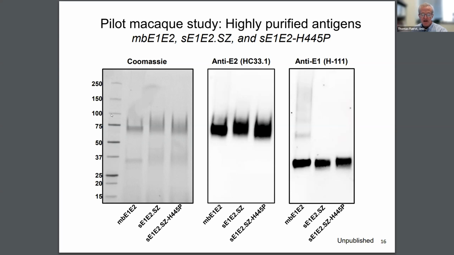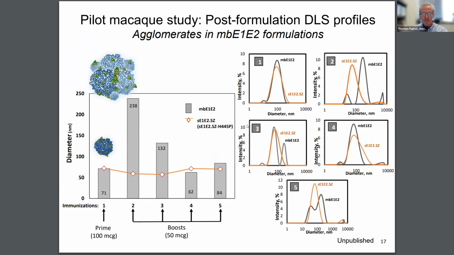The Coomassie-stained gel with purified proteins and immunoblots using anti-E1 and anti-E2 antibodies are shown here. The gels show the high level of purity, with the E1 band migrating at about 30 kilodaltons and the E2 band at about 65 kilodaltons. These proteins were then formulated with our PCEP and R848 adjuvant system.